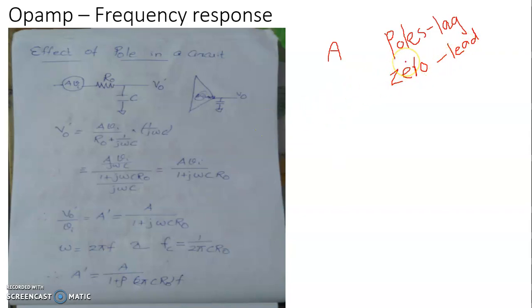A pole is a lag network in which we will be supplying input to a resistance and the output is taken across a capacitor. Whereas for a lead network or a zero, the converse is done. That is, input is given to a capacitor and the output is taken across a resistance. So we will now incorporate the idea of a pole into the IC structure of an IC operational amplifier or to an operational amplifier.